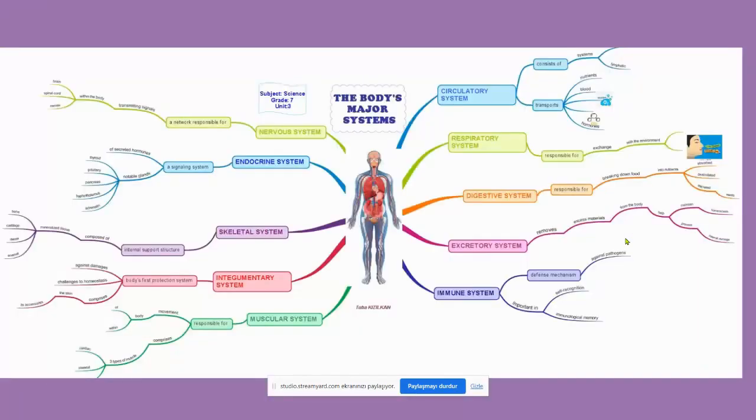The body's matter systems. This one is science grade 7, unit 3, actually a European framework, I guess. And as you can see, that's again a curricular way, and you can add as many words, subtitles, and images to this one.